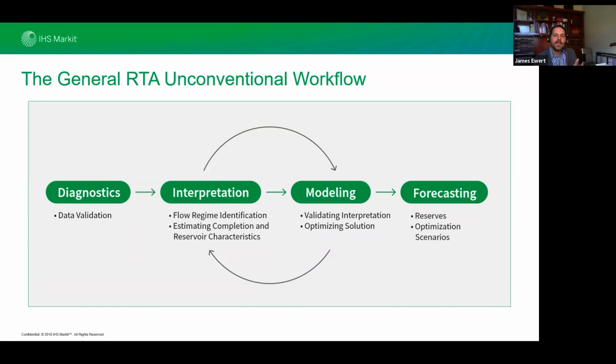And this is where the next step comes in, which is modeling. The primary purpose for a model is to validate your interpretation, to take the reservoir signal that you've captured and try to rebuild your pressure and rate history. For those of you that have never used a reservoir model before, typically what they do is they will take a rate or a pressure.